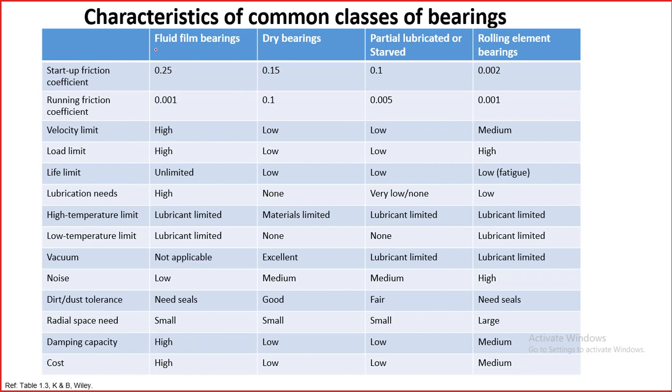So in general, we take fluid film bearings, the dry bearings, partially lubricated or starved bearings, and rolling element bearings. So the start of friction, as you start the machine, for the fluid film bearing, the start of friction is very high, 0.25, and that's because it takes some time before the shearing can happen.